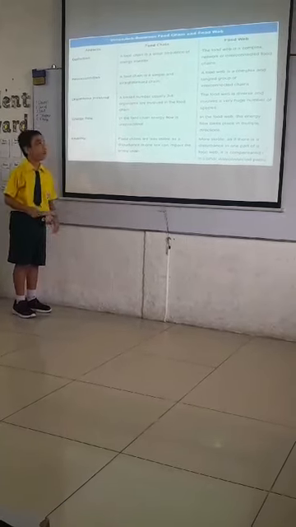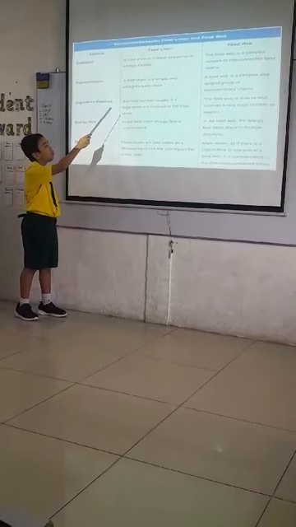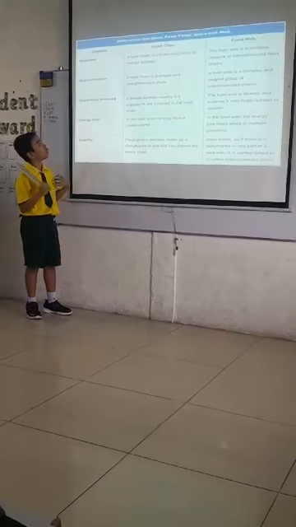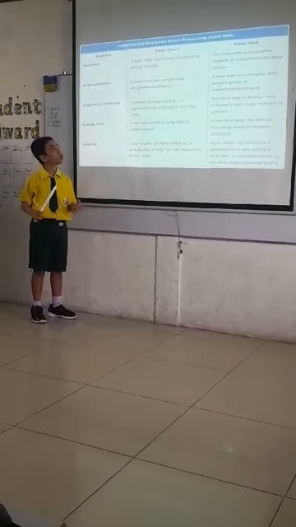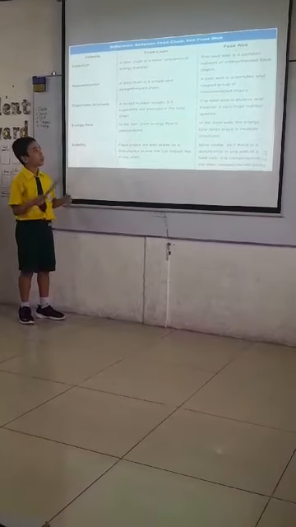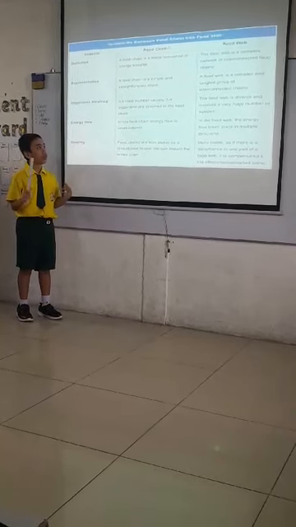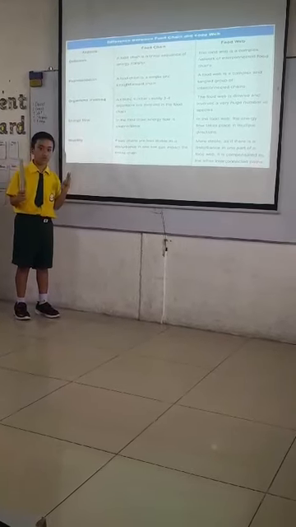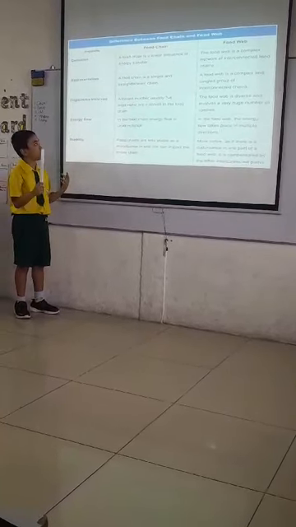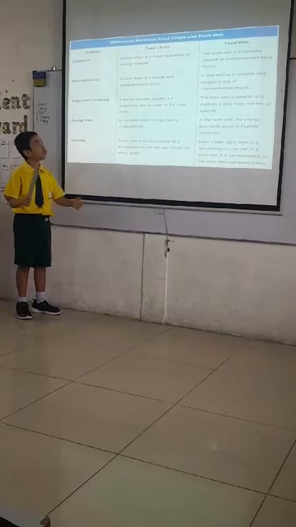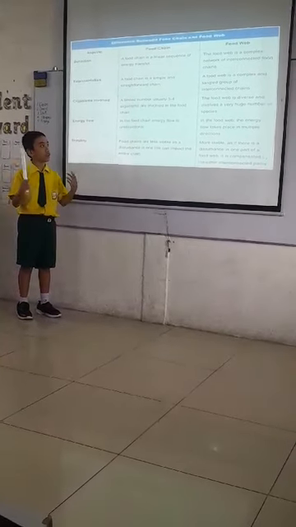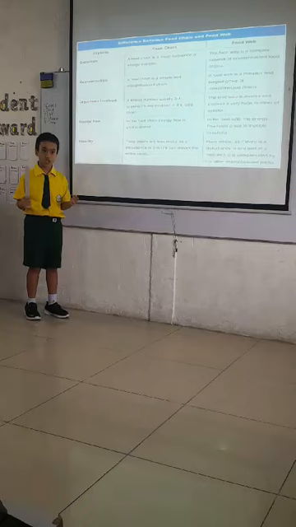Now I want to talk about the difference between food chain and food web. The first one, we have definition. Definition in food chain is a linear sequence of energy transfer. But definition in food web is a complex network of interconnected chains. The second one, I want to talk about representation. Representation in food chain is a simple and straightforward chain, but representation in food web is a complex and tangled group of interconnected chains.